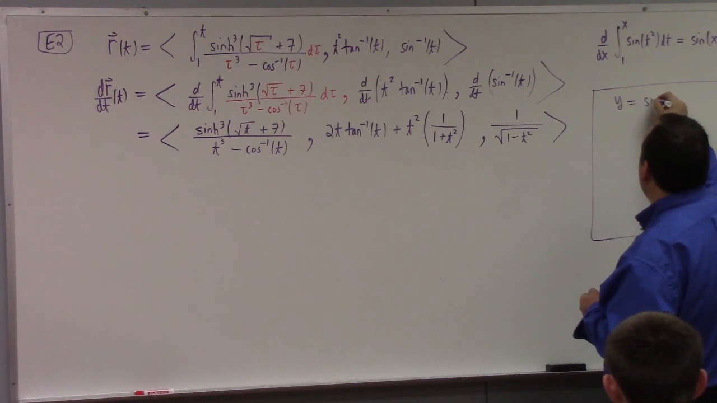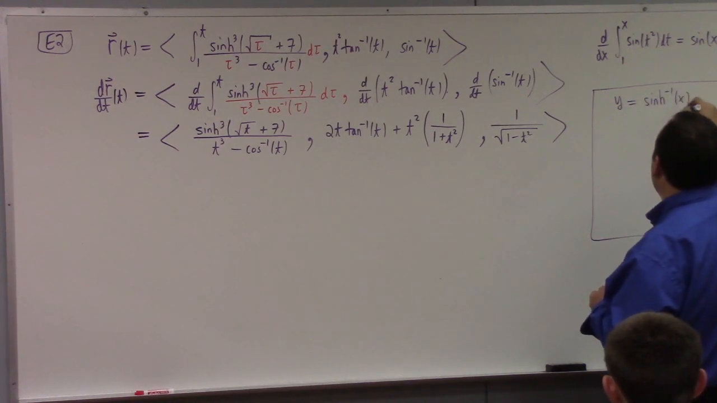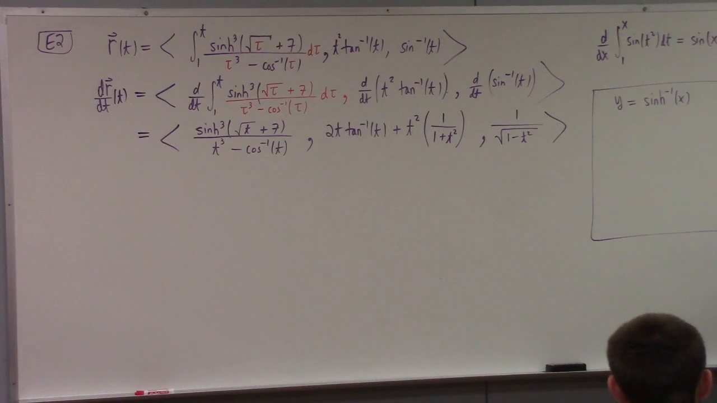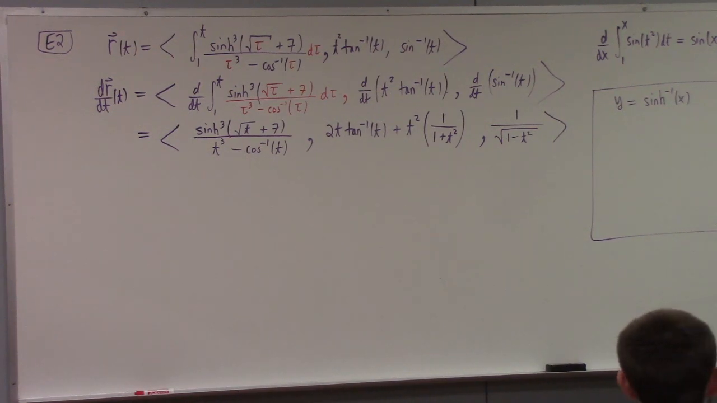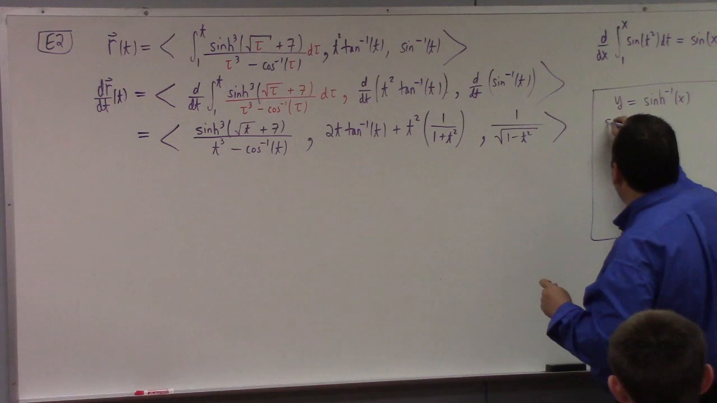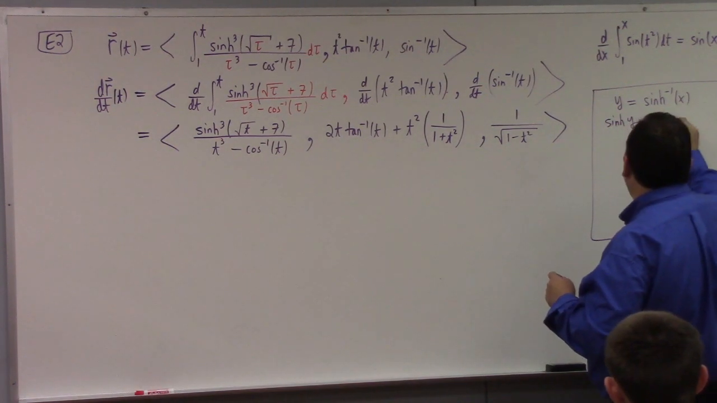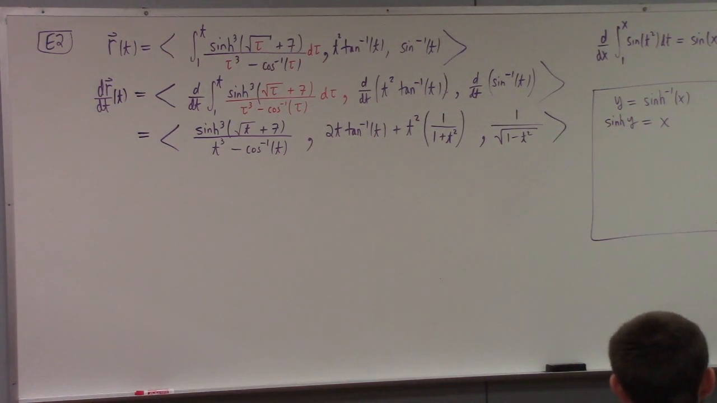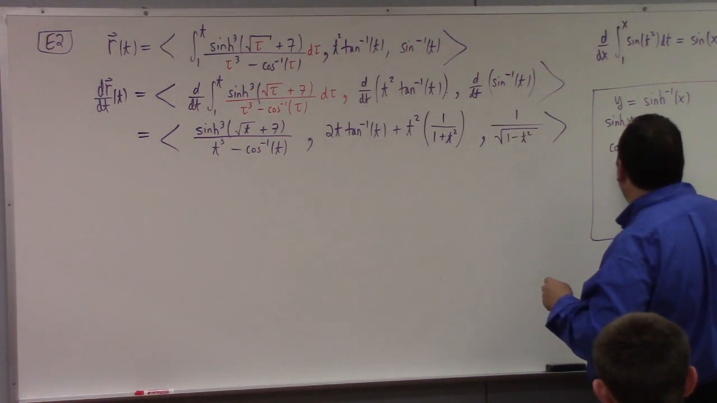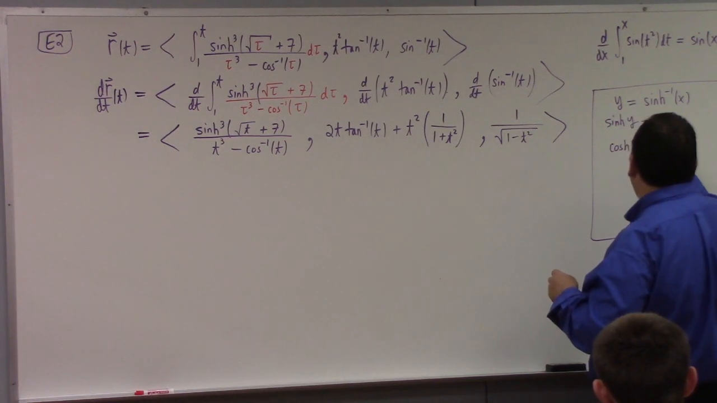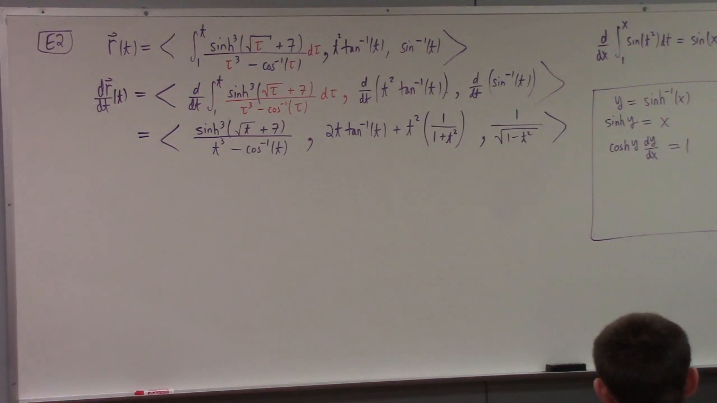If I set y equal to inverse hyperbolic sine, I want to find the derivative of this guy. So I start by writing y equals the thing I'm trying to find the derivative of. Next step, I take the function of both sides, in this case sinh. This gives me sinh of y is equal to x. This implicitly defines y as a function of x, so I can do implicit differentiation. This gives me cosh of y dy/dx equals 1. Well, dy/dx is what I'm after, so let's solve for it.